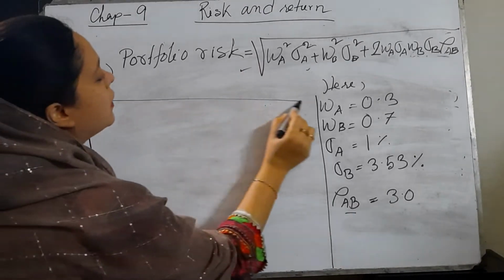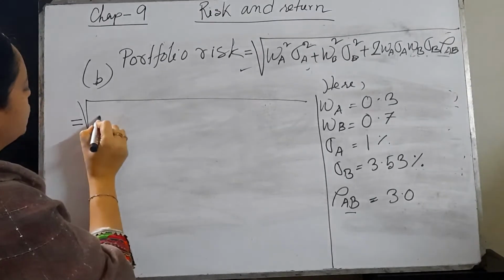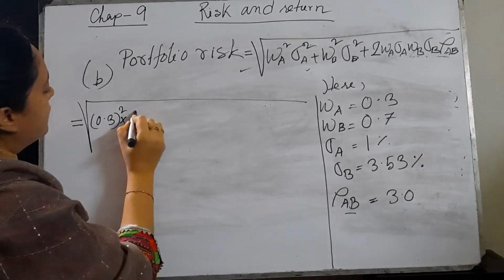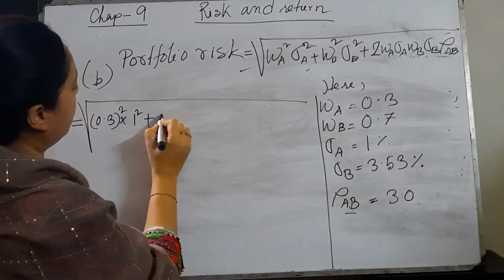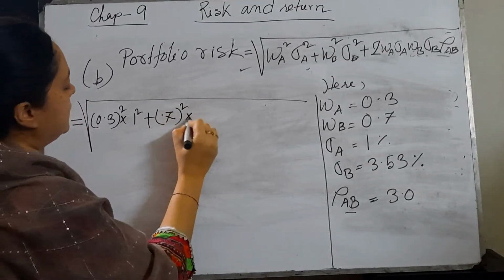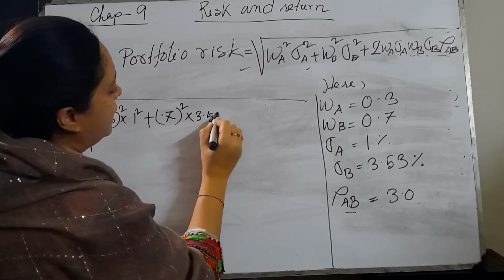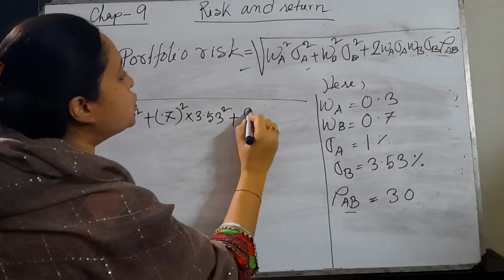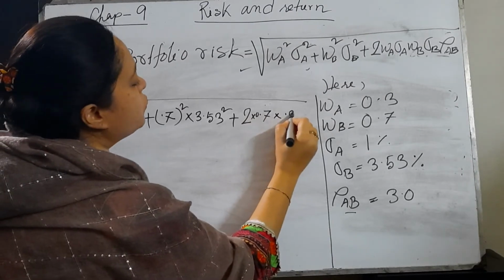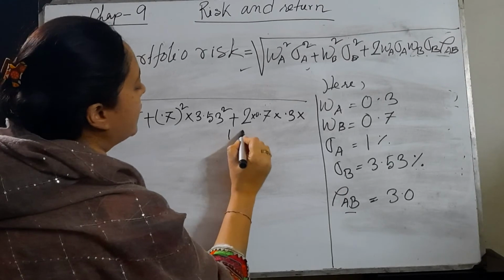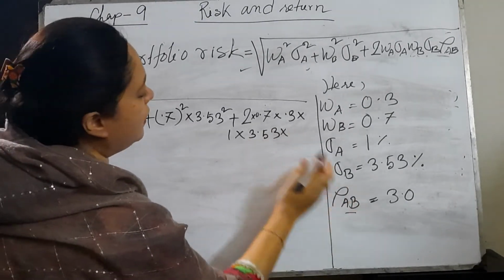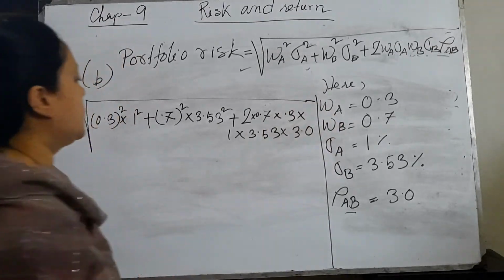Here first, root over, then WA, 0.3 square, multiply standard deviation A, 1 square, plus WB, it means 0.7, 0.7 square, multiply 3.53 square, plus 2 multiply 0.7 multiply 0.3 multiply 1 multiply 3.53, and last rho AB, it means 3. All we have to calculate.